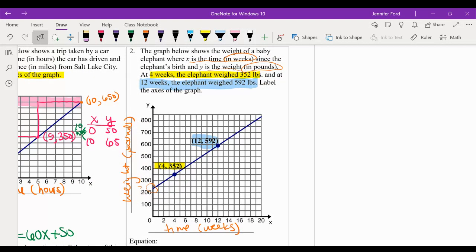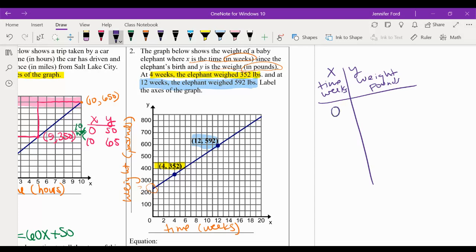Okay. I'm going to make a table because I like to make a table strategy. I write a lot neater if it's a little bit fatter. There we go. So remember, X is the time in weeks. And Y is the weight in pounds. Okay, so here's my table. I want to know this value, so I'm putting it in my table, but I don't know the number yet. The next number that I'm going to put in my table is 4 and 352. And the next value I'm going to put in is 12, 592. If you want to expand this table out and put in some more numbers, you're welcome to do that. For the interest of space, I'm not going to choose to do that. Okay.